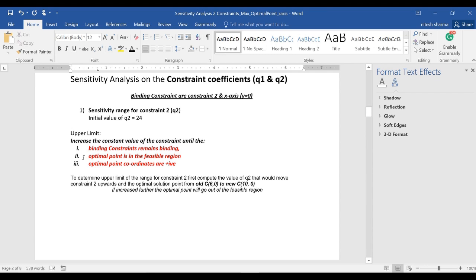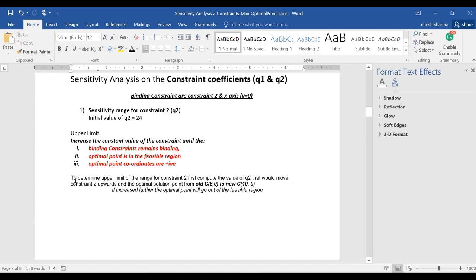For the upper limit, I need to increase the constant value of the constraint until, number one, the binding constraints remain binding. So in our case, constraint 2 and the x-axis remain binding. Number two, the optimal point is in the feasible region, and number three, the optimal point coordinates are positive. If we are increasing the constraint constant value, or the value of Q2, till all these conditions are satisfied, then I can further increase it. But if I increase it to a limit where any of these conditions is not satisfied, that limit will be my upper limit.